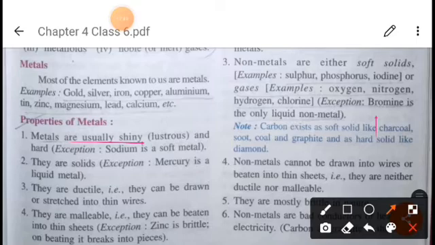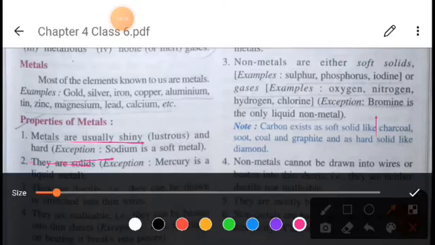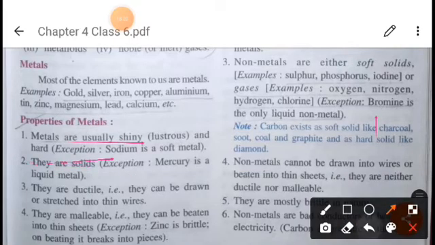Now next, they are solid. Most of the metals are solid, except mercury, which is liquid. Mercury, you have seen, I hope all of you have seen a thermometer, right? With which we check our temperature when we are suffering from fever. In that thermometer there is a liquid, which is actually mercury. Mercury is the only metal which is liquid.